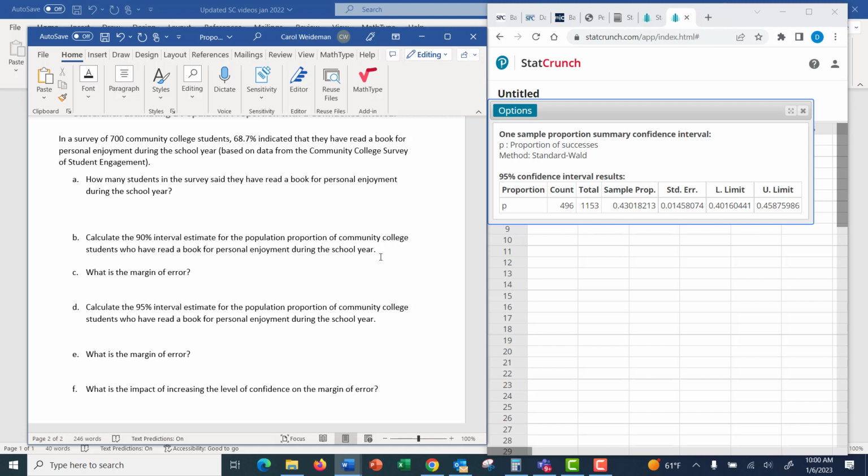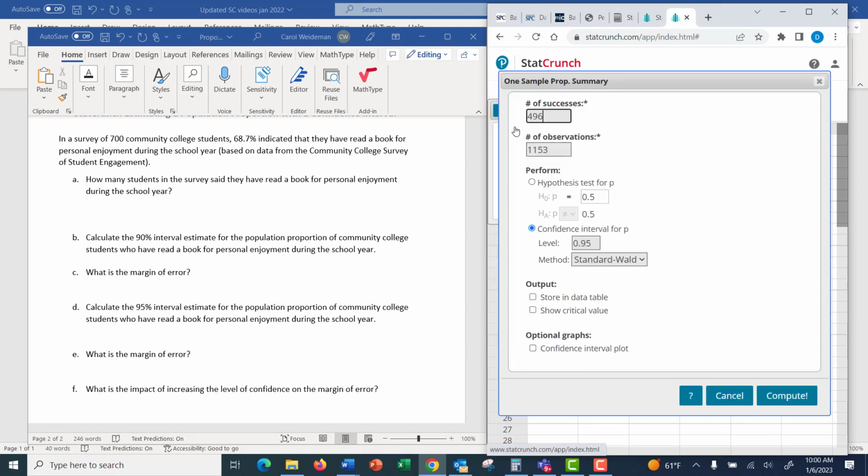So the first thing we need, because if you remember in my tool here, if I go ahead and open my tool up, and this is a nice feature of StatCrunch, in any of the tools, you can go in and edit and use the tool again. Remember, I need the successes. So I need to know how many students in that survey, not the percent, but the number of students.